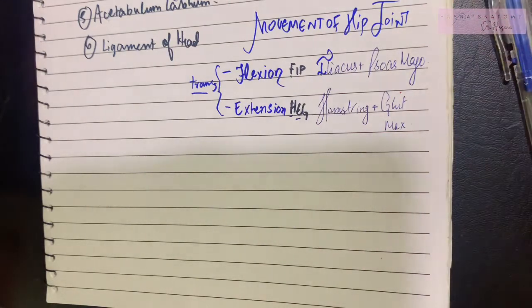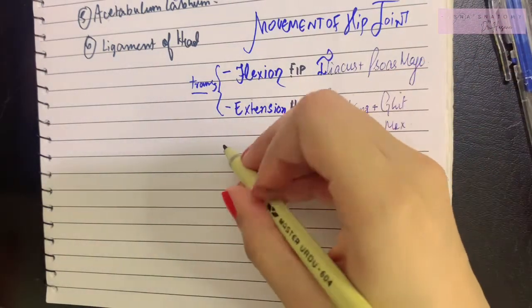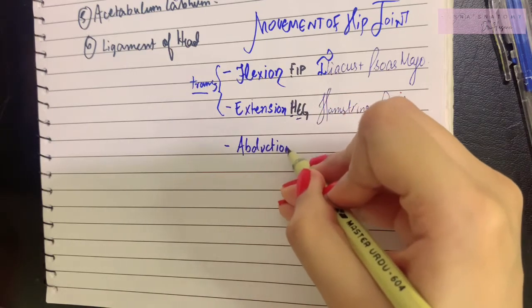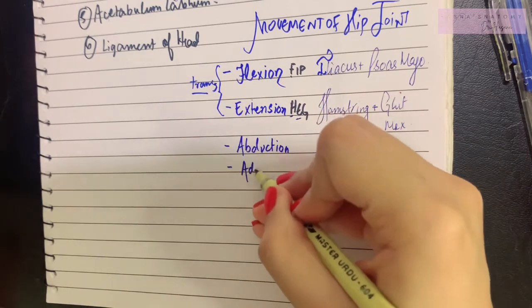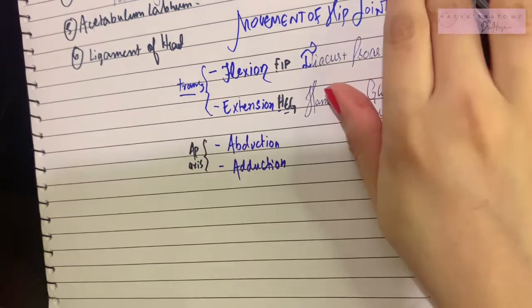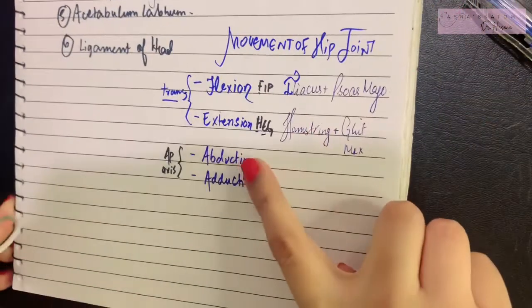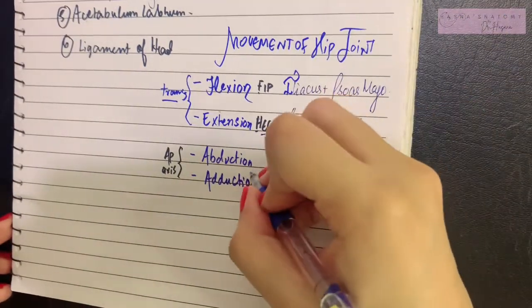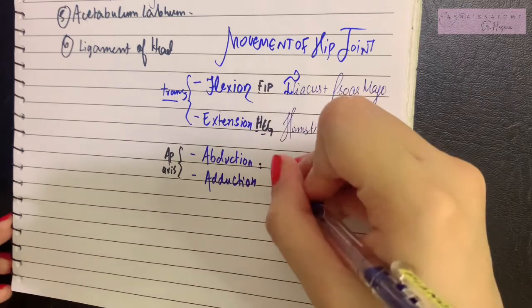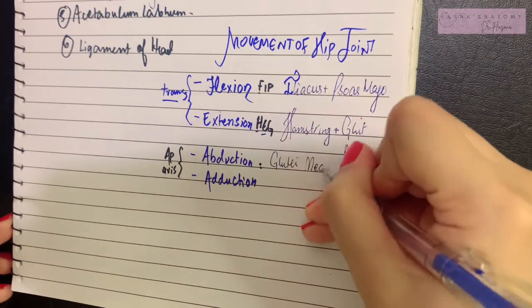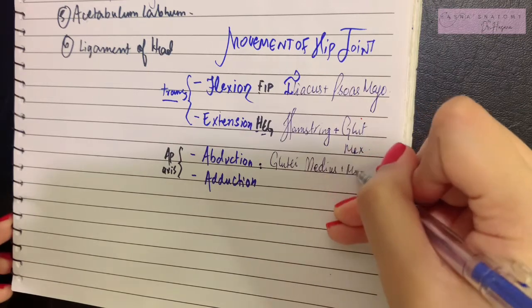Moving on, we have the next set of movements known as the abduction and adduction. The abduction and adduction are going to occur around an anteroposterior axis. The muscles involved in causing abduction are quite simple. We've studied the normal abductor mechanism and we have studied which muscles come into play when we're talking about the abductor mechanism at hip. Very important muscles, gluteus medius and minimus.